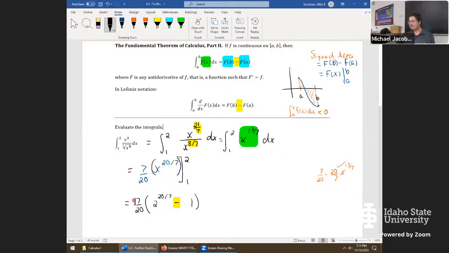We have a positive quantity of 7/20 multiplying 2 to the power 20/7 reduced by 1, which is the exact signed area under this curve. This curve is always positive, so this would be represented as true positive area, say that up here. Well, any questions at all, folks, on that first integration?